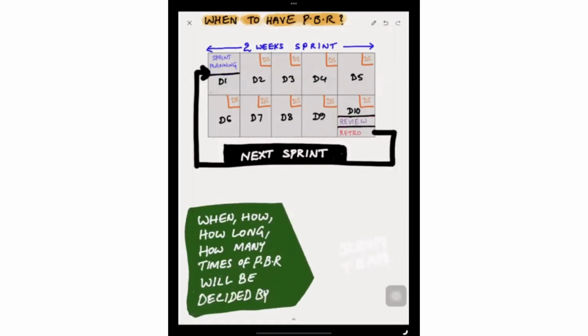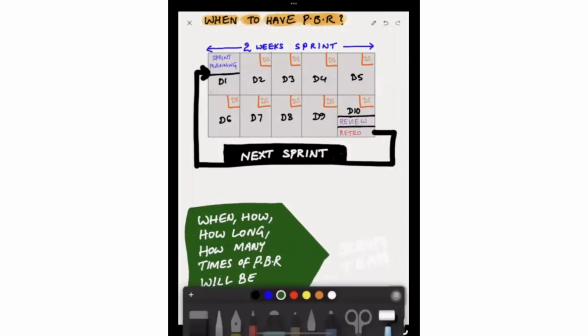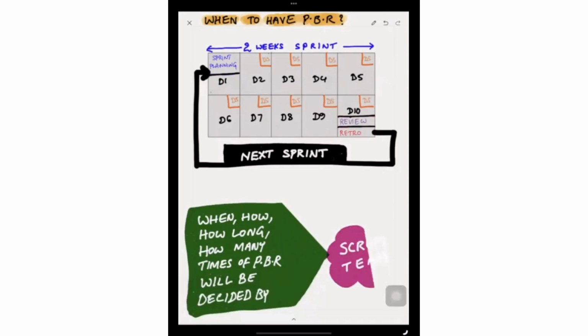According to Scrum, when, how long, and how many times the PBR happens can be decided by the Scrum team. That means each sprint, it can vary. It is not a standard, either 5th day or 6th day or 7th day. There is no such thing. The Scrum team can decide when, how long, and how many times for the PBR.